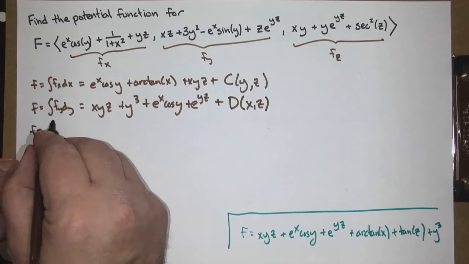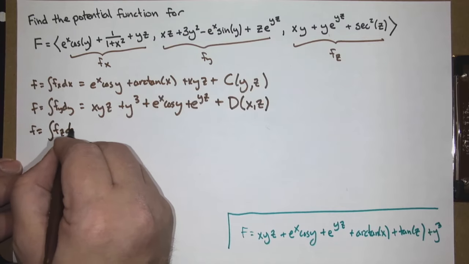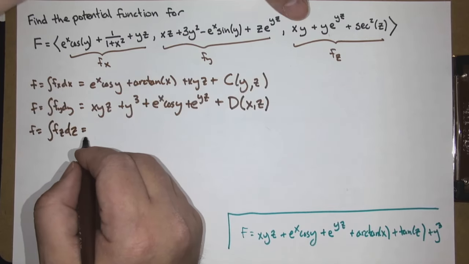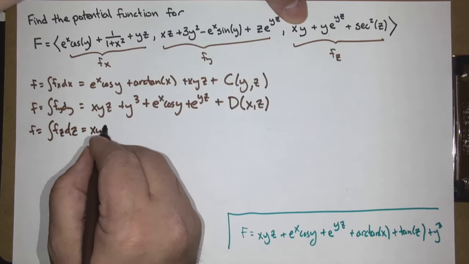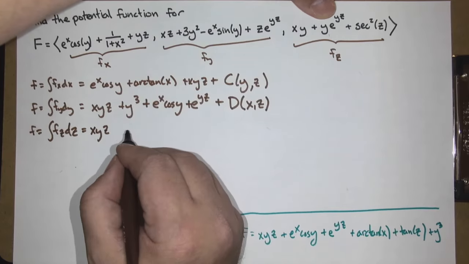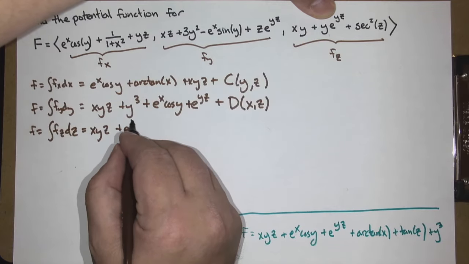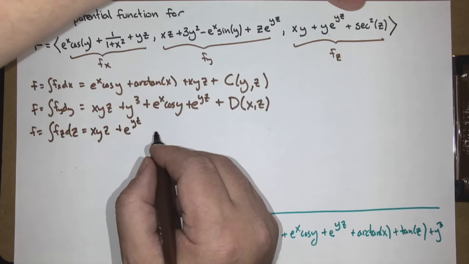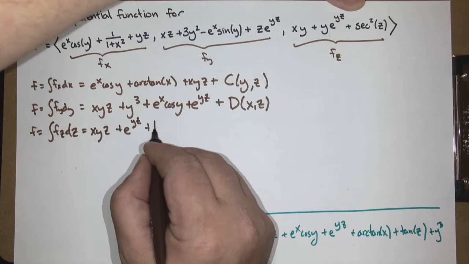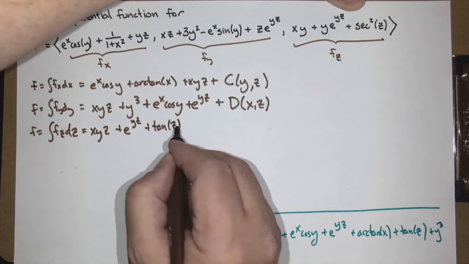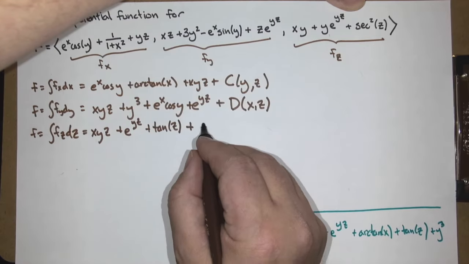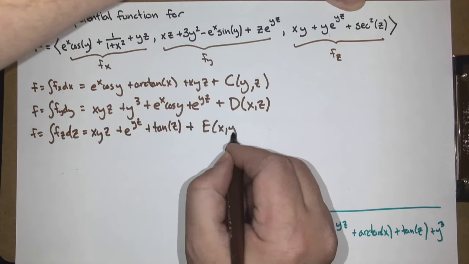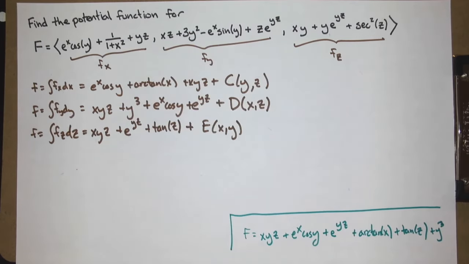Do this one last time. Integrating with respect to z, we get xyz. Integral of y e to the yz with respect to z is e to the yz. Integral of secant squared z with respect to z is tangent of z. Plus some function which depends on just x, y. So anything that only depends on x and y.